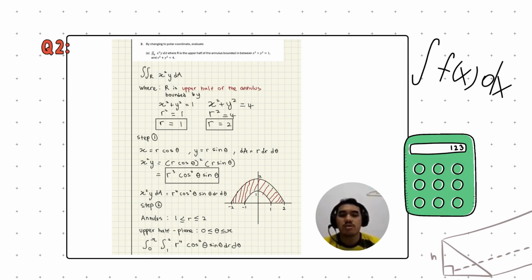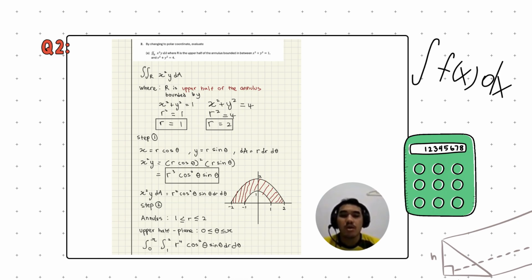Hi, Assalamualaikum warahmatullahi wabarakatuh. My name is Muhammad Azhar Hafiz, and today I will demonstrate to you all how to evaluate the second question using my manual calculation and my simulation. So let's get started. Question 2 asks us to evaluate the double integral of x squared y dA, where R is the upper half of the annulus bounded between x squared plus y squared equals 1 and x squared plus y squared equals 4.